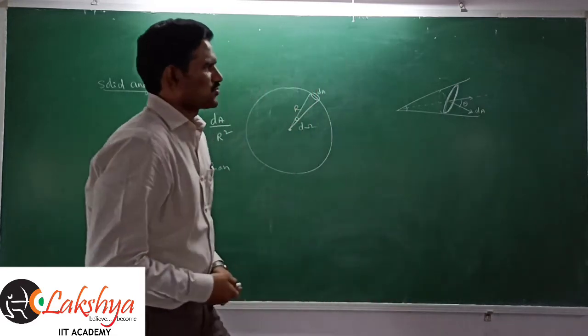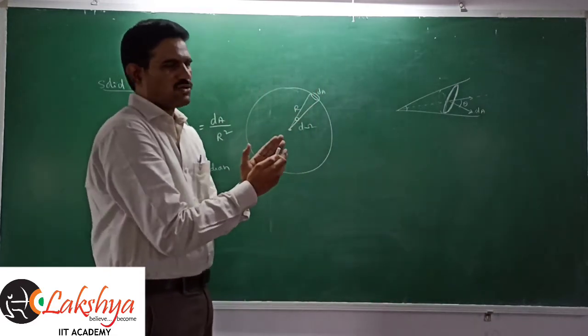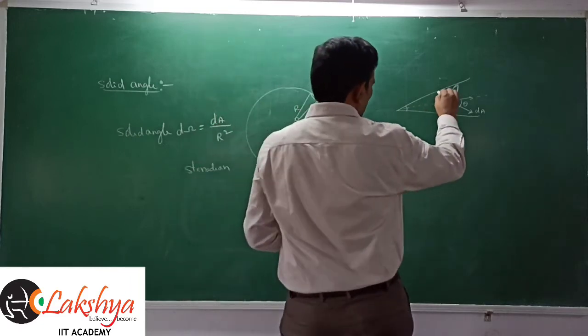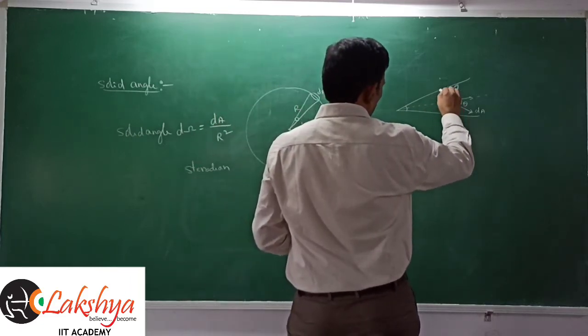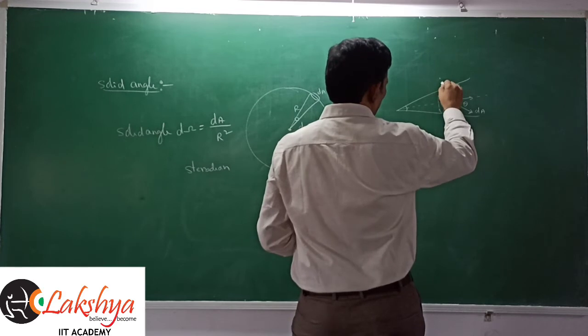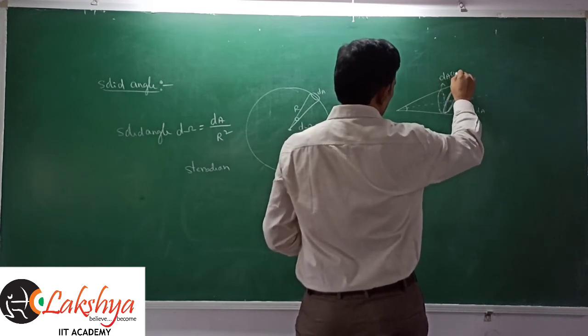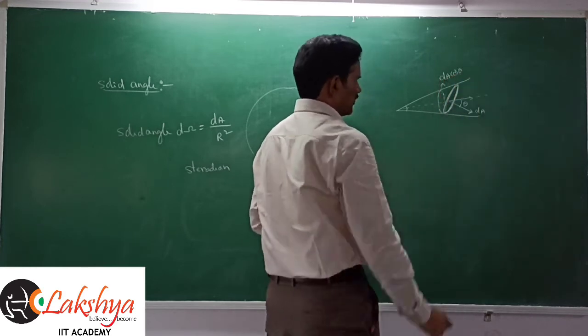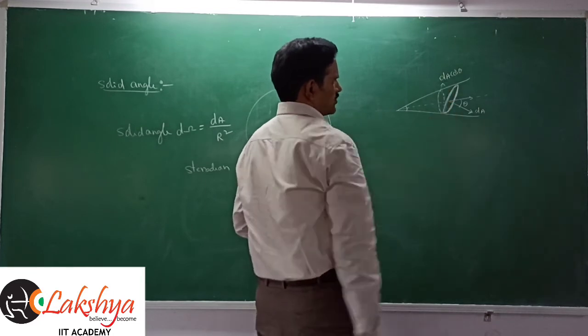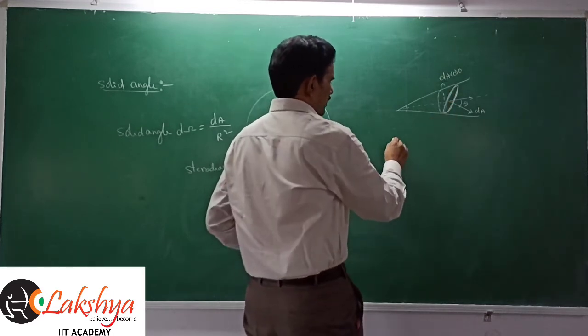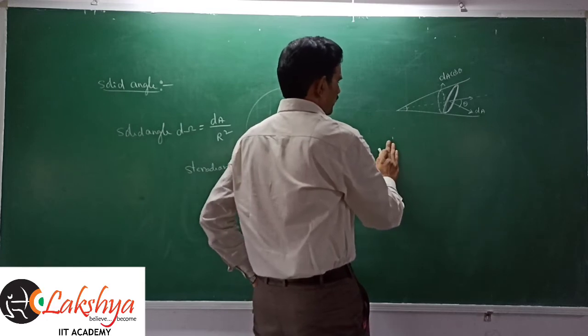In that case, we just need to take the projection of that. The projection means you will get a perpendicular area here. That element you can take as dA cos theta, because here this angle you will get is theta. So that element will be dA cos theta. That means in that case the solid angle we can define as.